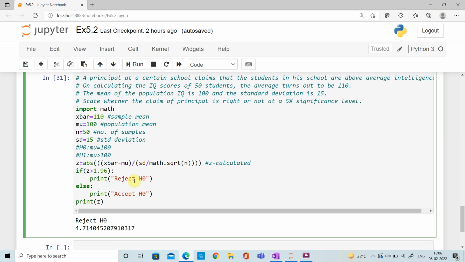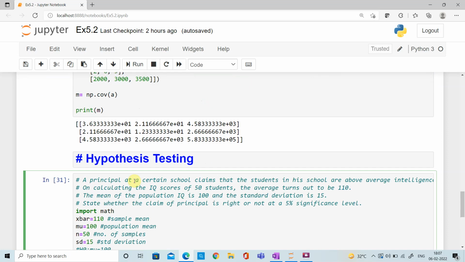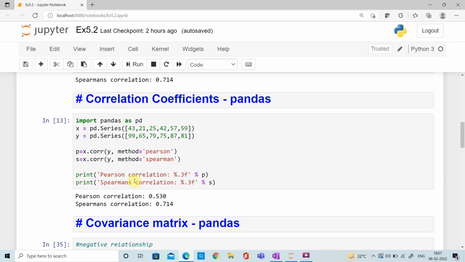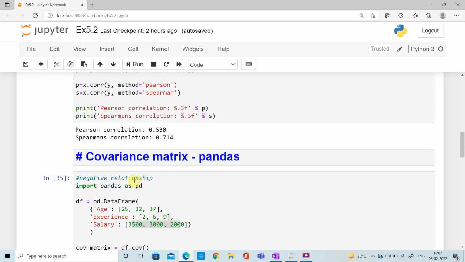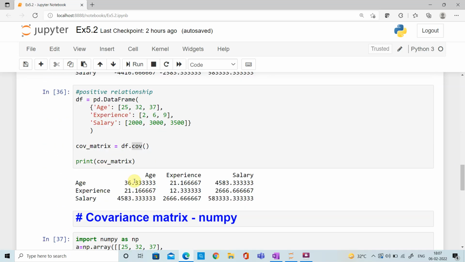I think now you have a clear idea of the various statistical inferences you can do with your data set by using statistics and probability. What are the things you can calculate? You can calculate the sample mean, predict or estimate your population mean, find the confidence interval, do correlation coefficient calculations, then covariance matrix, and finally hypothesis testing.